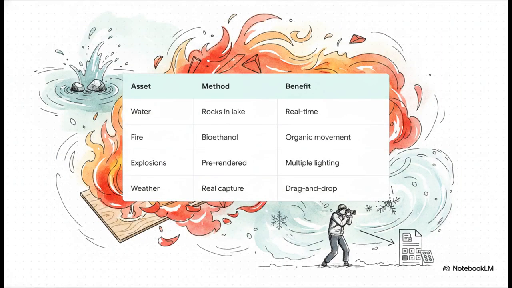And this brilliantly illustrates how a true custom asset arsenal seamlessly blends practical and digital techniques. For real water, you throw rocks in a lake, boom, it computes in real time. For real fire, you burn bioethanol on plywood to capture authentic, organic movement. For CGI explosions, you use those hard-earned pre-rendered simulations, which gives you the flexibility of multiple lighting passes. And for weather, you literally just run outside with a camera during a snowstorm for instant drag-and-drop assets later.